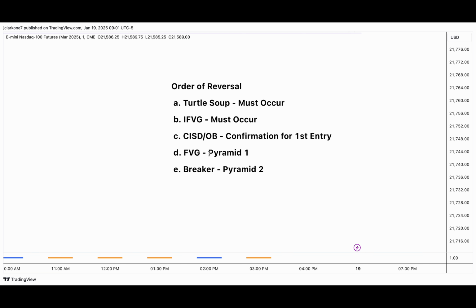I'll use the fair value gaps and breakers to pyramid into the position. Even if it taps back into the order block, you can pyramid into that. Not so much on the IFVG. I won't really pyramid into that because that's going to be below the CISD. So I'll let it play out down there first, and then I'd like to enter either at or above the change in the state of delivery. Any questions on that? We'll get into that more in depth with the charts as well.